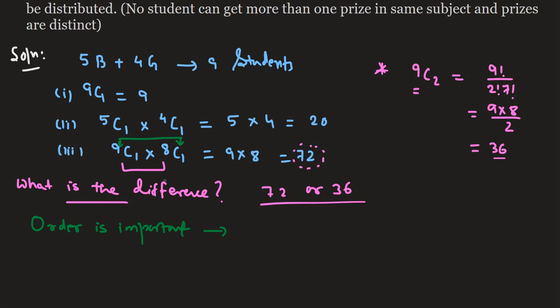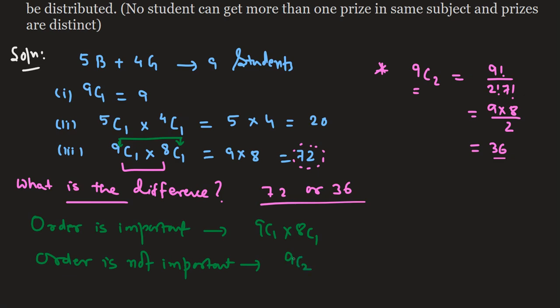Okay now. But when the order is important, then you have to take 9C1 into 8C1. But when the order is not important, order is immaterial, that means you have 9 friends and you are going to invite any 2 of them. So if you invite Raj and Rohit, or you invite Rohit and Raj, both are the same. So when the order is not important, you are going to do it this way.